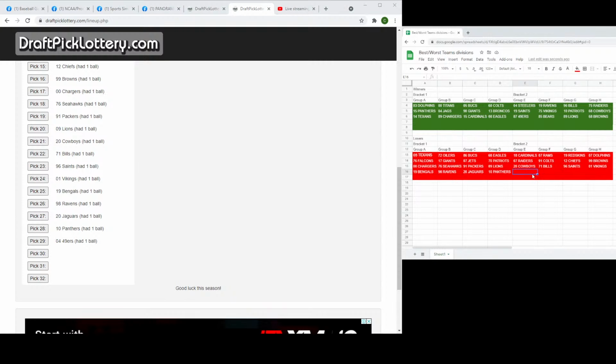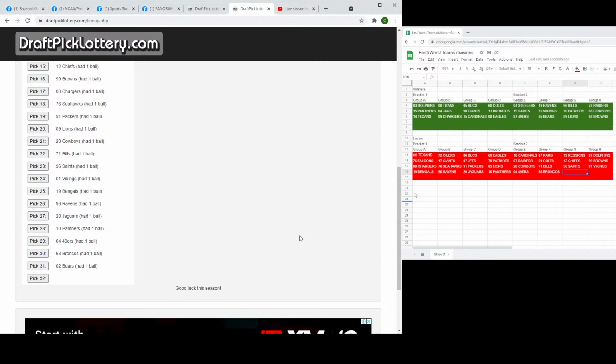Group E is the 04 49ers. Truly terrible team. That division is a lot of so-so. Remember, all you want to do is not be last in your division. Group F are the 68 Broncos. They will play the Rams, the Colts, and the Bills. That Group F is living up to its name.